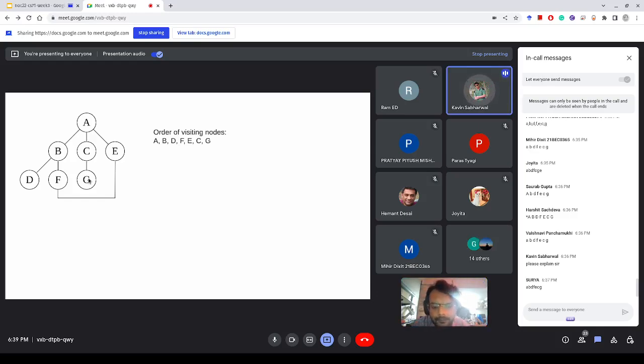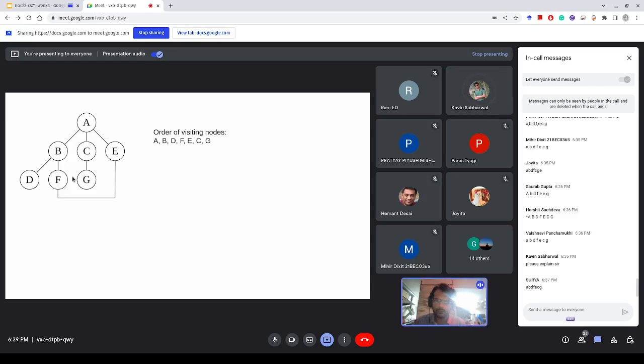I don't understand why we visit E after F. Isn't E at a higher level than F? So I told you two things for this question. This is a depth first search, and we are visiting left nodes before right nodes.